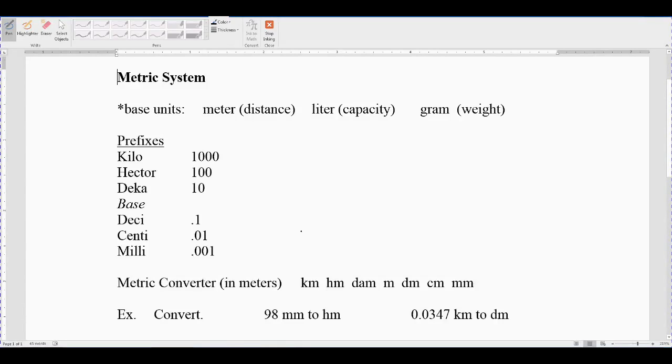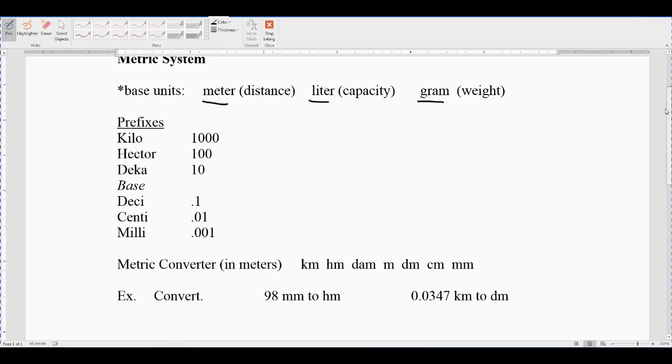The metric system. This is not difficult, so please don't make it difficult. Now here in America, we use the metric system for some things, but not as much as the rest of the world probably does. There are three main base units. The meter, which is for distance, liter, which is capacity, like liquid, and gram is for weight.